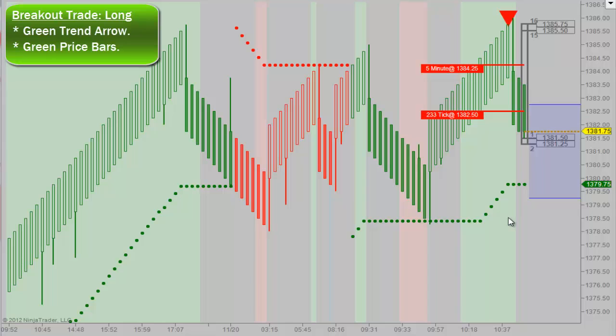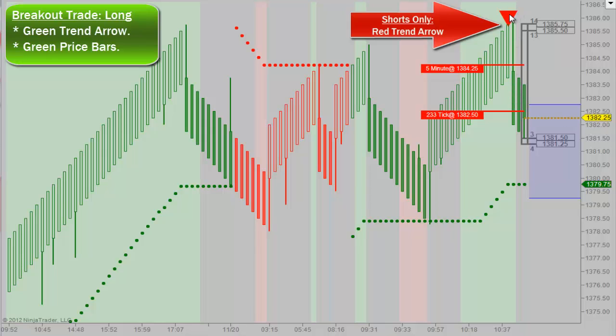Okay, here's our price chart of the S&P minis. We're about to do a possible breakout trade to the long side as soon as we have the arrow pointing to the upside and the price bars, which are green, in agreement. Right now we have an arrow to the downside and green price bars, so there is no setup at all.